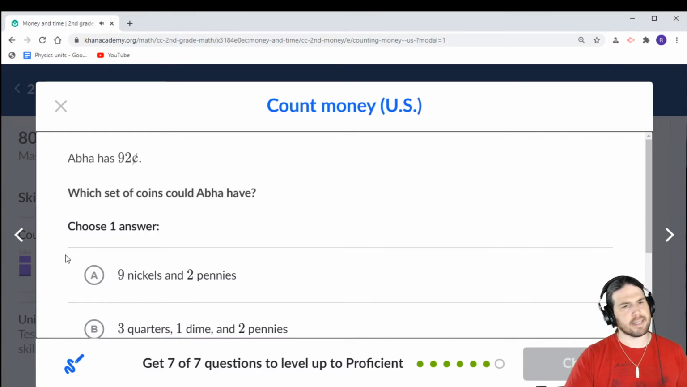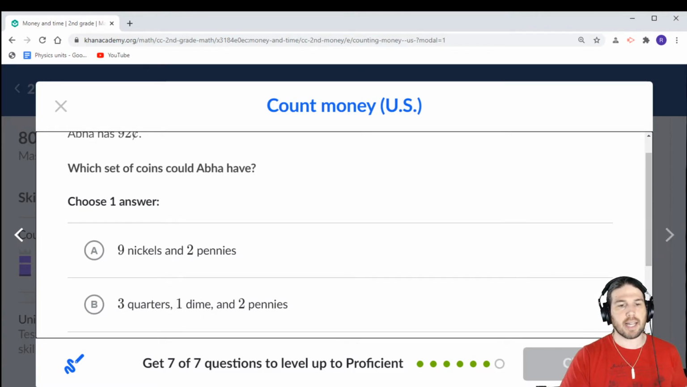Abba has, is that Abba? I think it's Abba, has 92 cents. What set of coins could Abba have? 9 nickels and 2 pennies is insufficient. I think what they meant to say was 9 dimes and 2 pennies. That would work. 3 quarters, 1 dime, and 2 pennies.